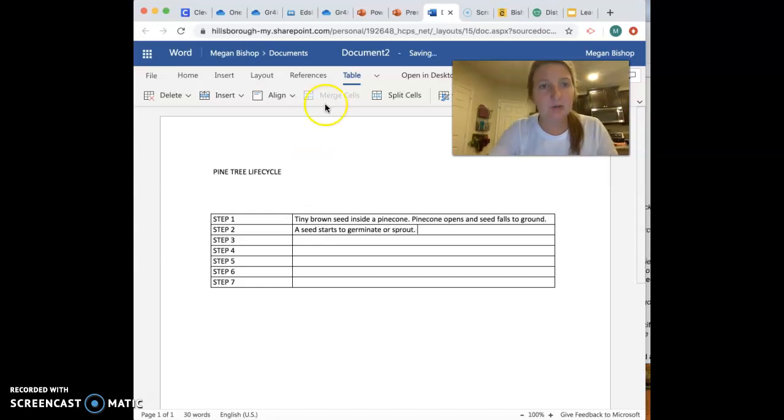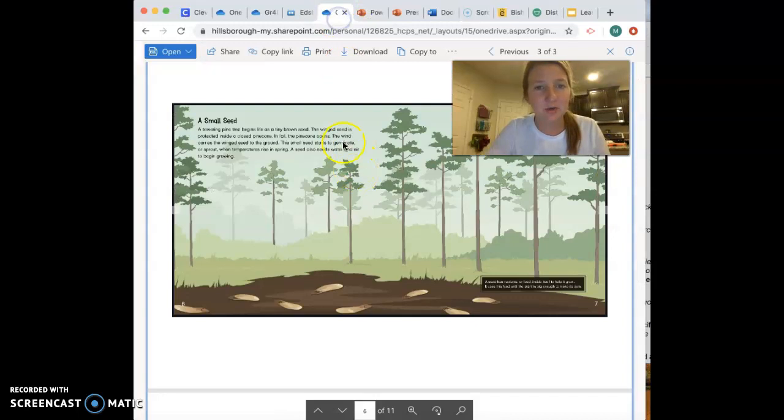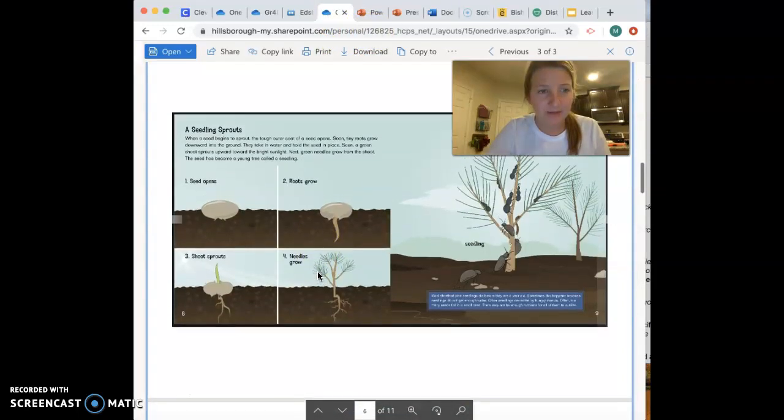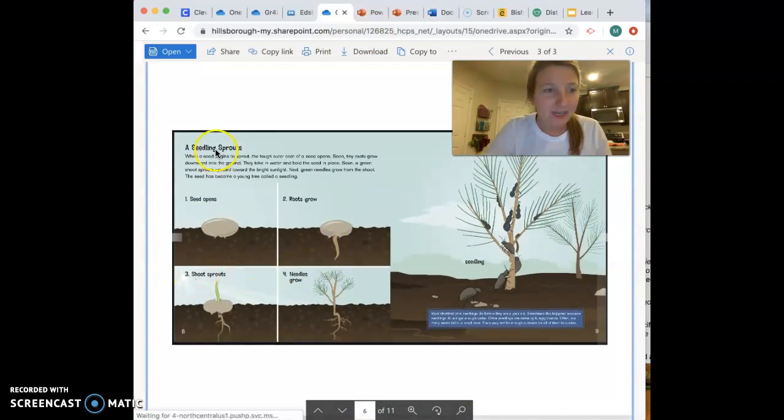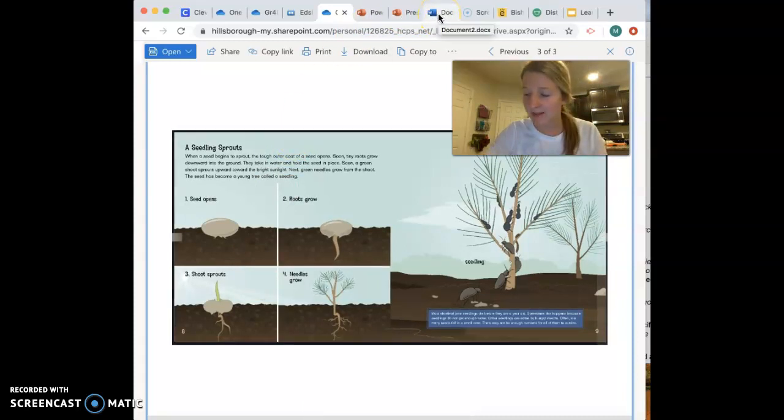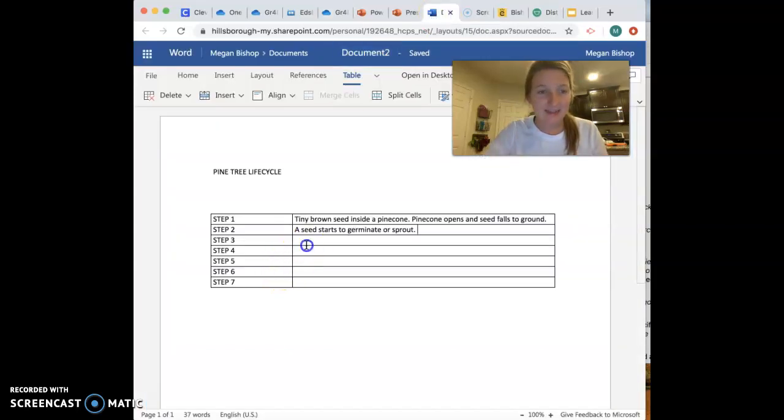All right, we are actually going to do one more page together just so that you really have a good understanding of what we're going to be doing here. So page 8, a seedling sprouts. It says, when a seed begins to sprout, the tough outer coat of a seed opens. I'm going to get back to my graphic organizer again and write that. It says that the outer coat of the seed opens.